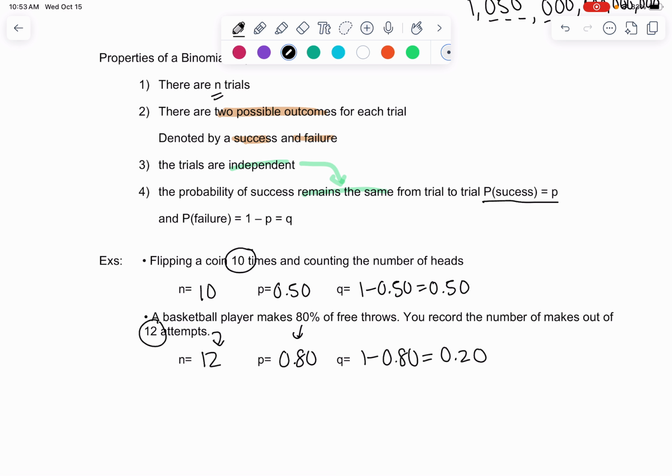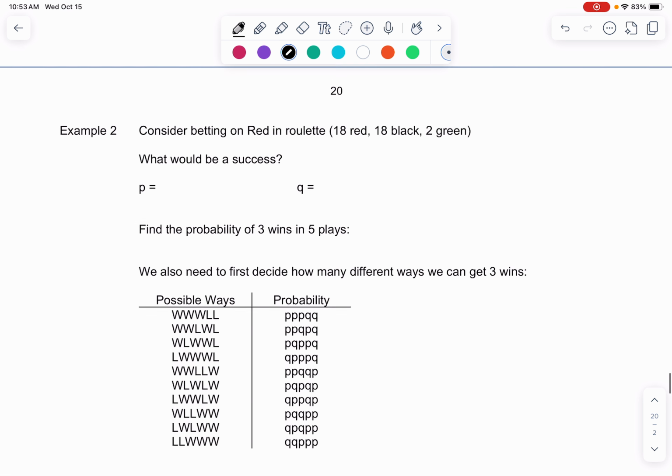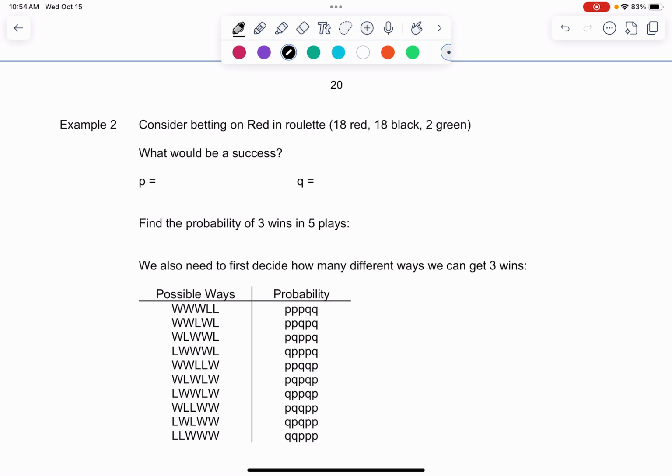So this will kind of be the starting point for binomial. Something has to happen only two possible ways, success and failure. We repeat it over and over, and that probability stays the same. So let's look at example 2, and we'll go back to roulette. Technically, roulette has 3 options, but if we're betting on red, then red is the success.